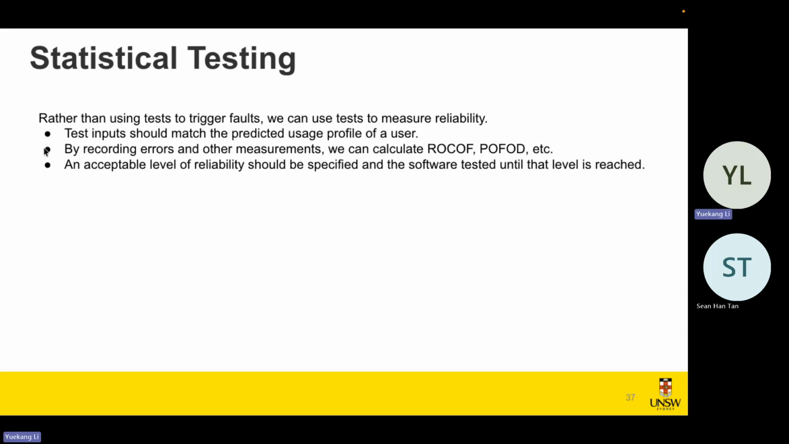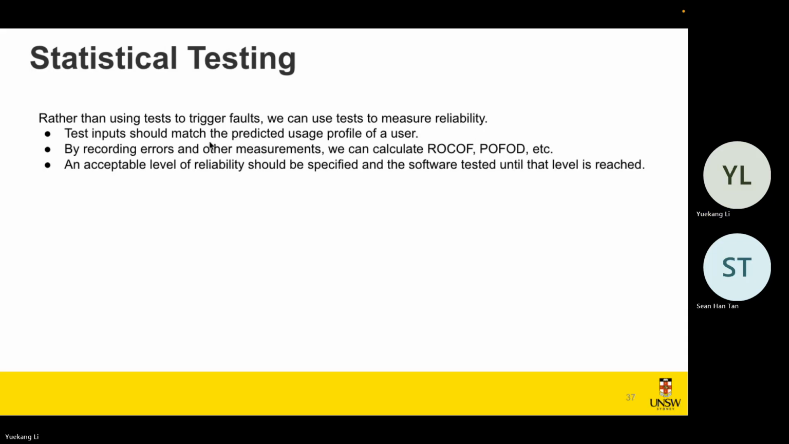And we can record errors, failures, and some other data we just discussed to calculate the 4 different types of measurements, right? And then we can determine an acceptance level, for example, a very high number for availability or a very low number for probability of failure.